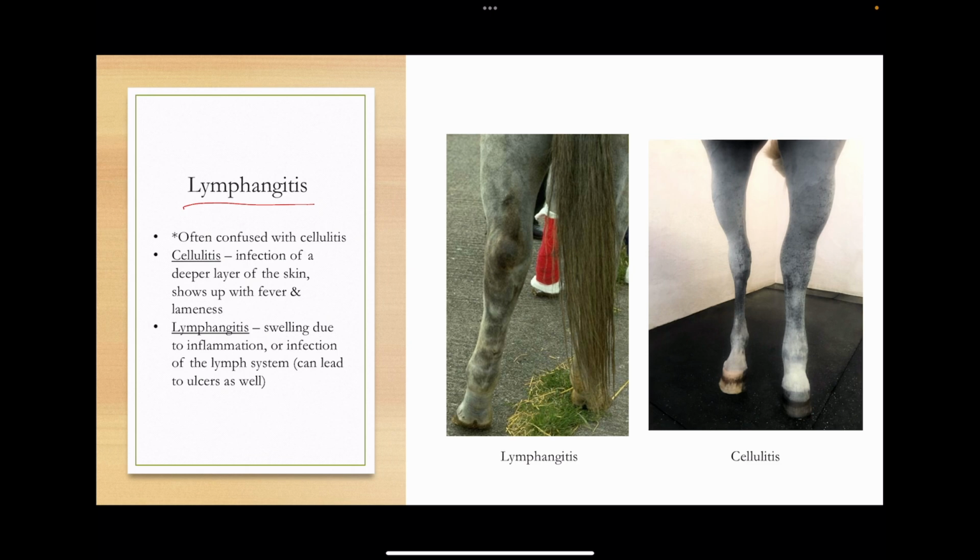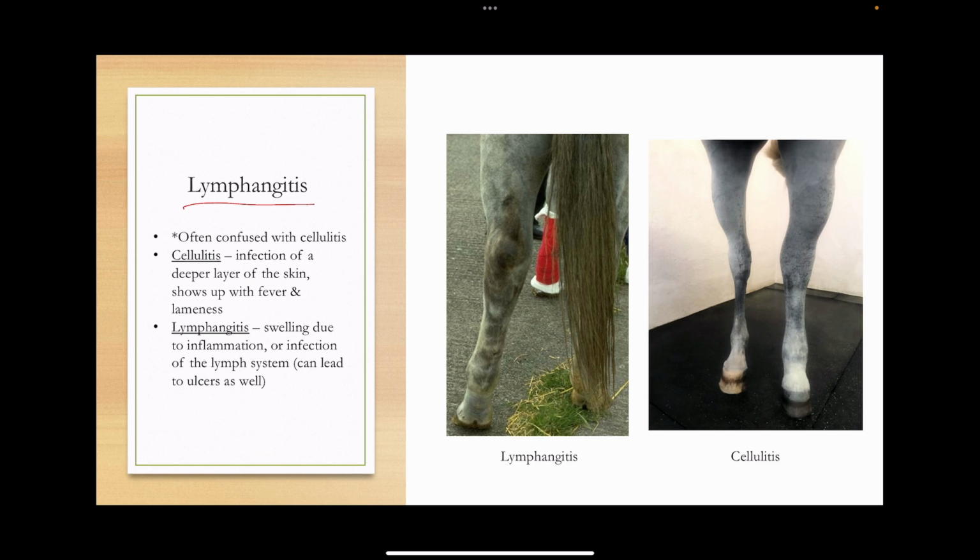Lymphangitis is different. It's an inflammation of the lymphatic system in a leg, either due to an infection of the lymph system, blockage, or disease. There's a few different kinds, but sometimes it develops into ulcers or is infectious, depending on the type. As you can see, it's really hard to visually tell the difference, so usually they just start treating for cellulitis, and if that doesn't work, they see if it might be lymphangitis or something else.